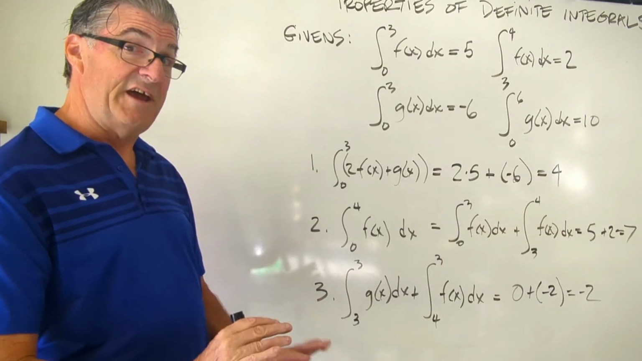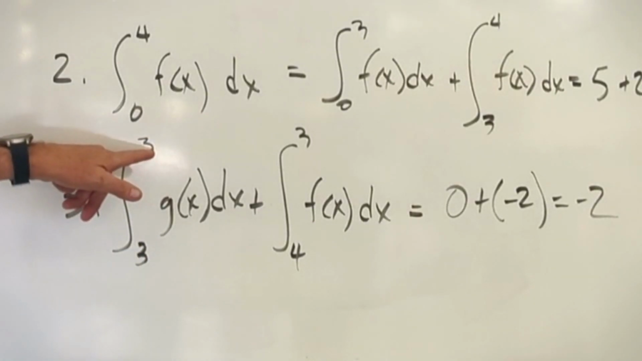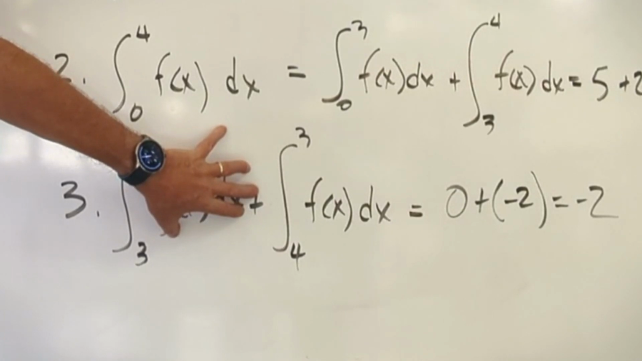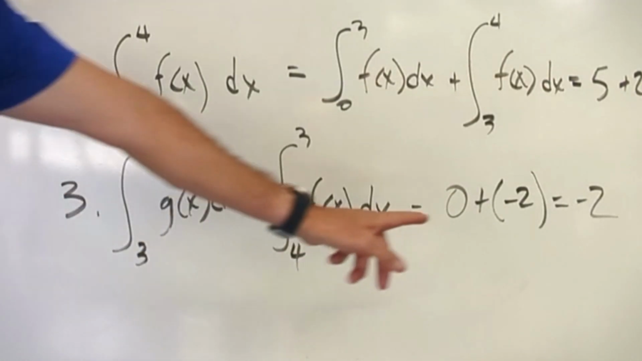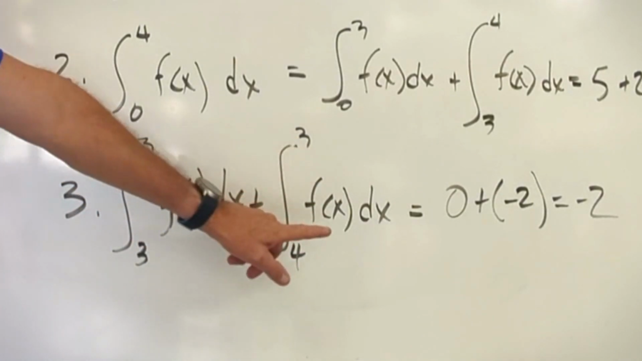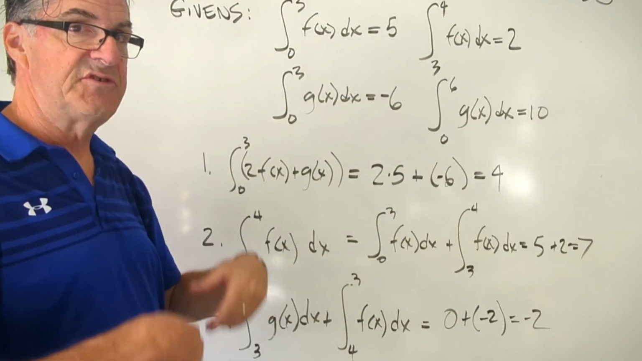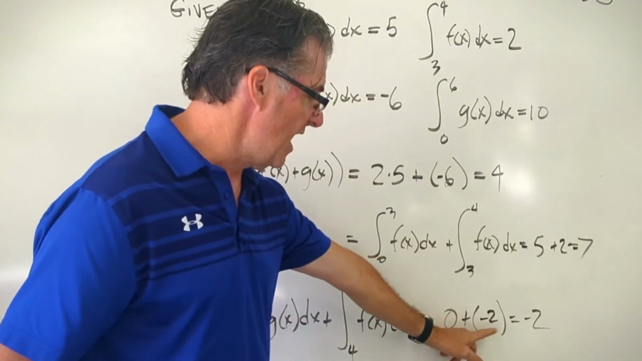Okay, this one is slightly tricky. First off, you notice that our interval is 3 to 3. Doesn't matter what comes after that. We know that integral is going to be 0, so I put that in. And notice how this one is 4 to 3 f of x dx. We know what 3 to 4 is. So I could use the reverse rule, and I get negative 2.